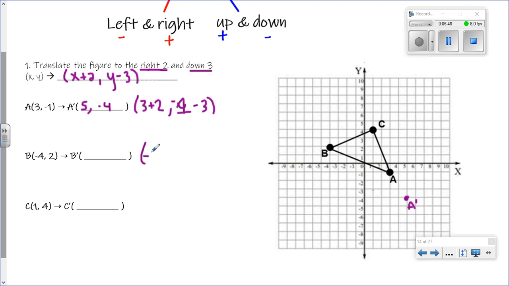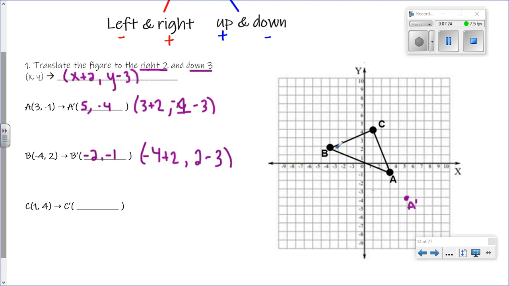We can have -4 plus 2. And then for the y value, which is 2, we're going to subtract 3. So we know our coordinates should be at -4 plus 2, which is -2, comma, 2 minus 3, which is -1. So we know that B prime, after this translation, should be at the point -2, -1.